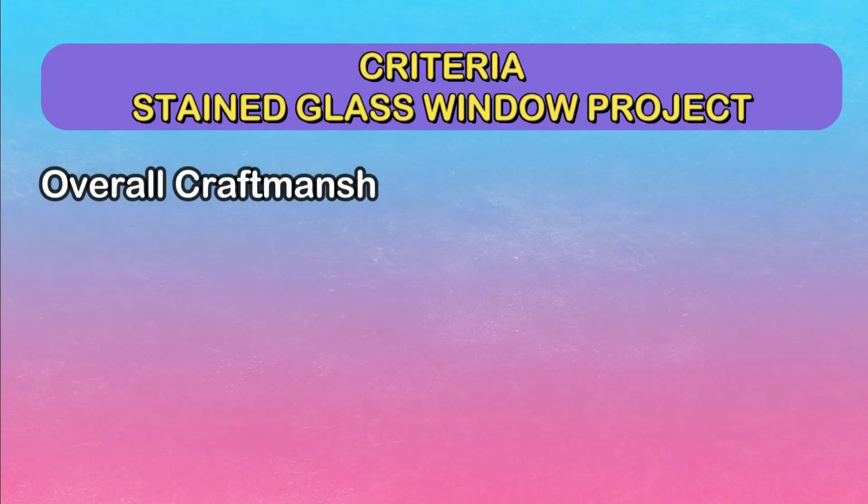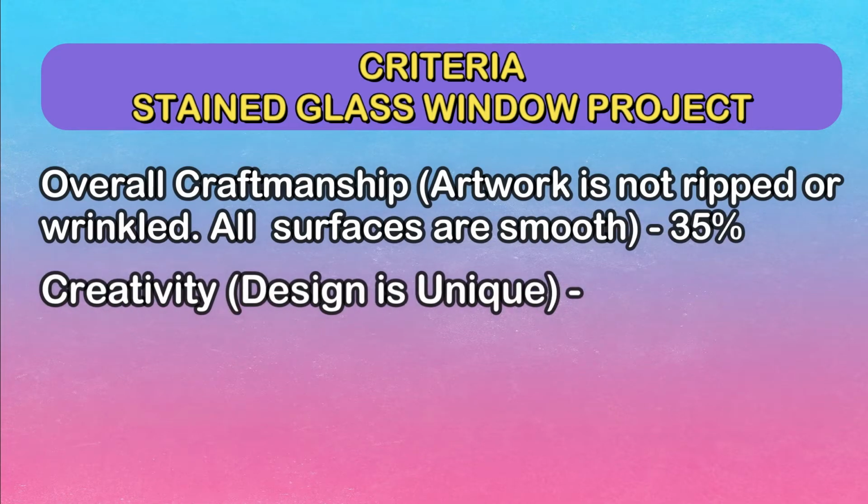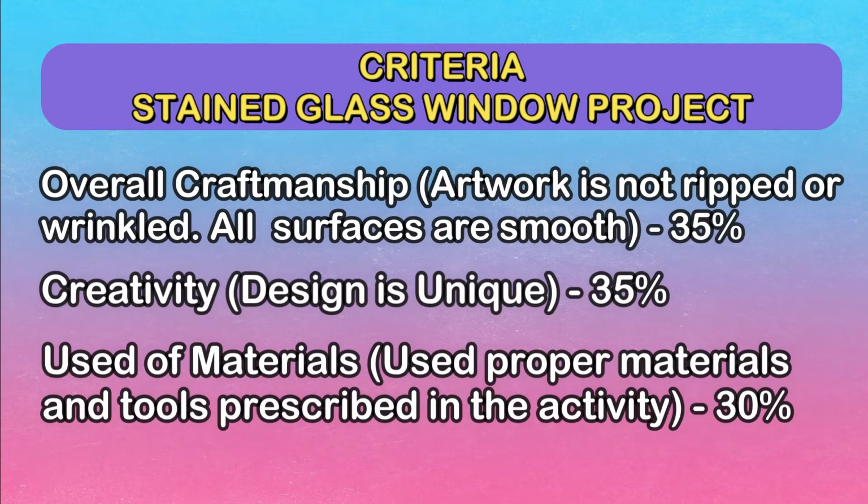Criteria for grading. Stained glass window project. Overall craftsmanship 35%. Creativity 35%. Use of materials 30%. A total of 100%.